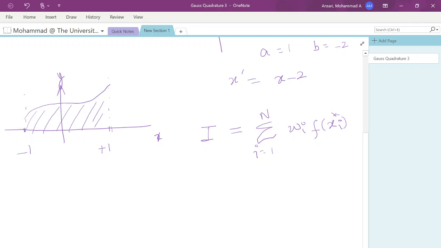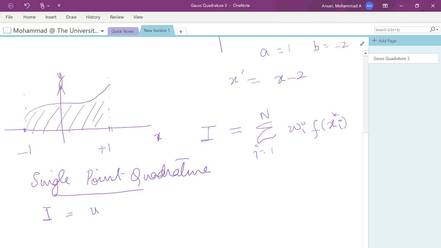Okay, let us start by one single point quadrature. This just says that your I equals w, and the sum index is 1, so it doesn't matter, times f of some special point x naught. That's what it is, simply put. Now clearly there are two unknowns here, w and x naught. We'll need two equations to solve for them.